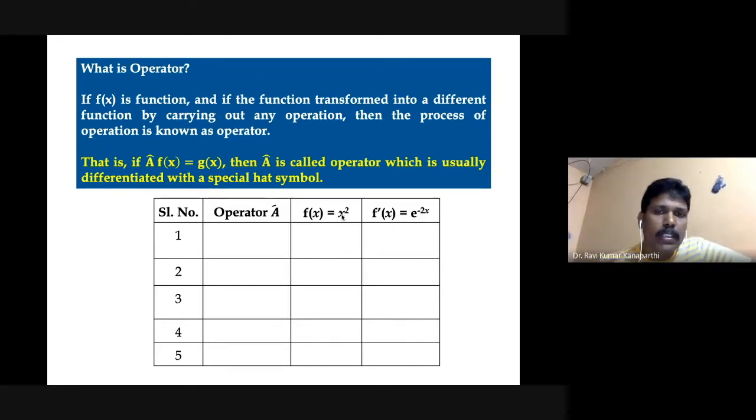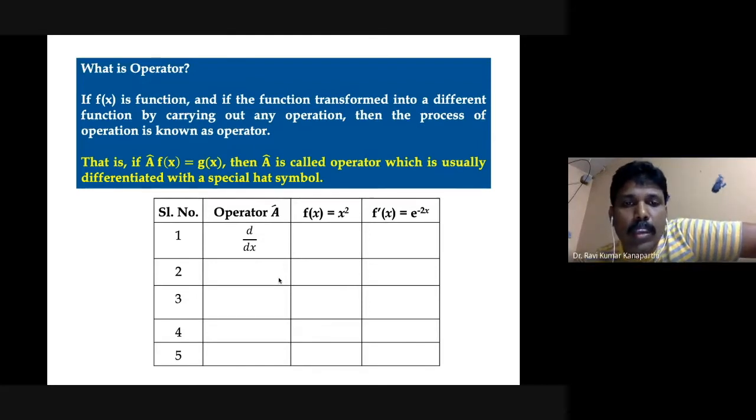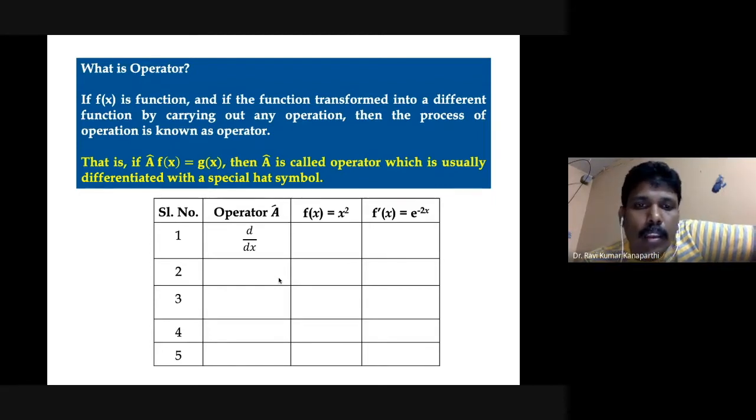There are two functions I have taken, and there is a general notation for an operator that I have given here, A. Now, one function is x squared. I will take the first derivative of x squared. What is the first derivative of x squared? It is 2x.